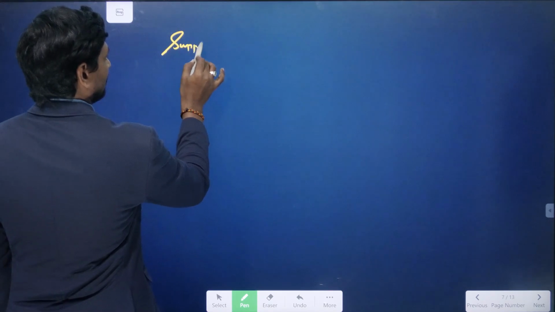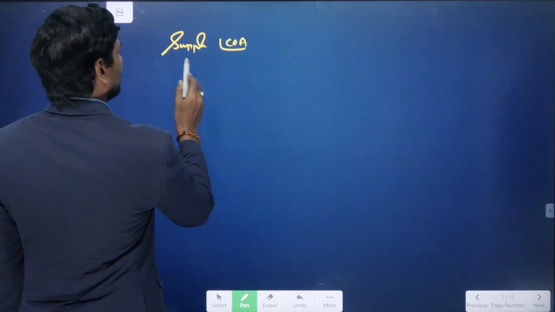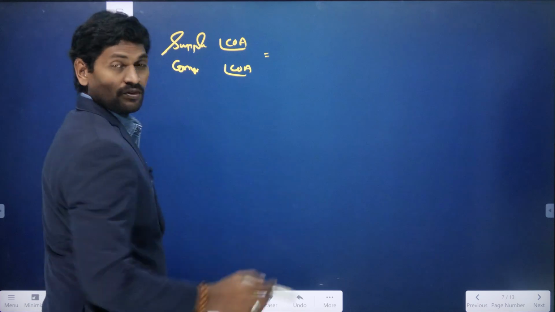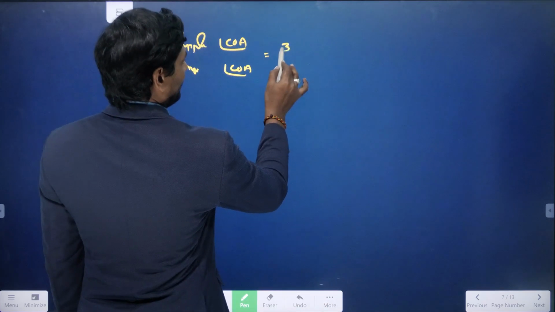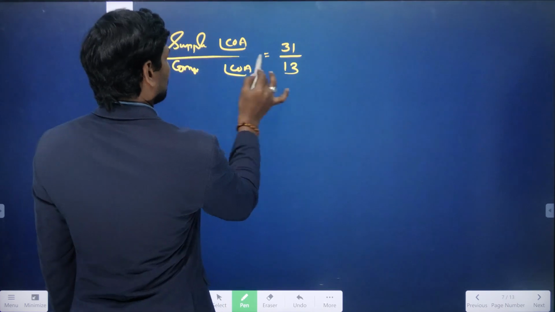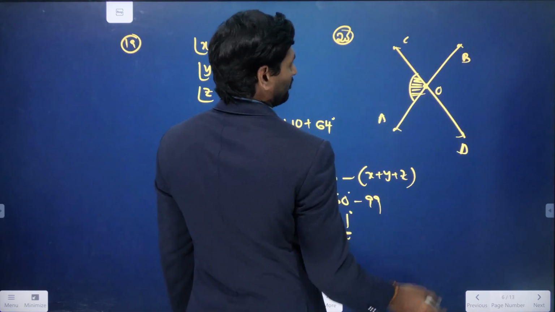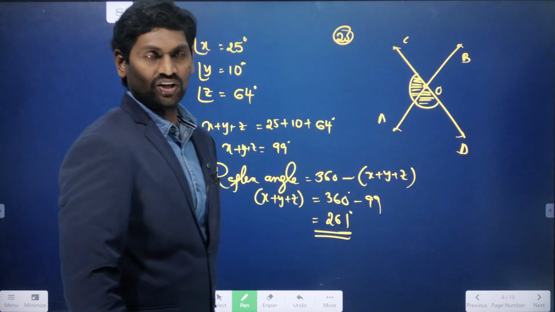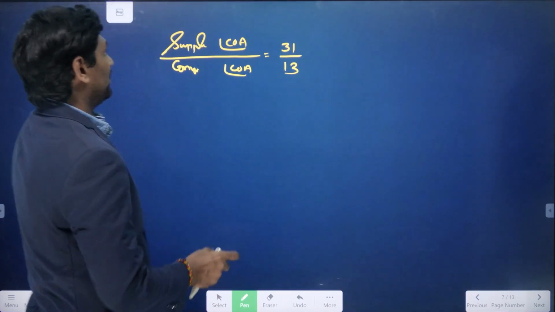The supplement of angle COA and the complement of angle COA are in the ratio. Which ratio is it? 31:13. First supplement, next complement. So I can write 31/13. Right. Then DOA equals dash degrees. What is DOA? The small one. This one. Okay?